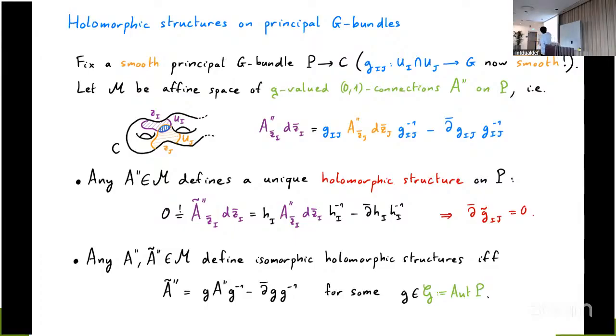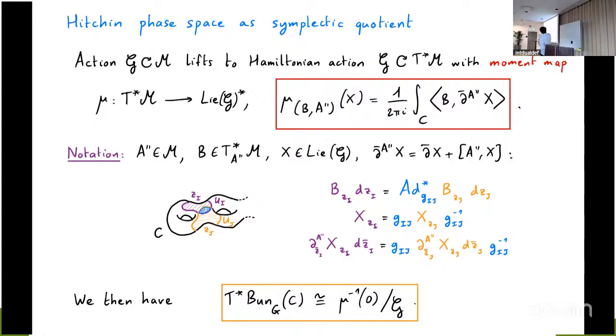So now the point is, I want to start with the cotangent bundle of this affine space of connections. And because if 2 connections are related by gauge transformations, they represent the same holomorphic structure, I want to gauge by this action of the group G. So in other words, I want to quotient out by the action of this group of bundle automorphisms on the manifold M.